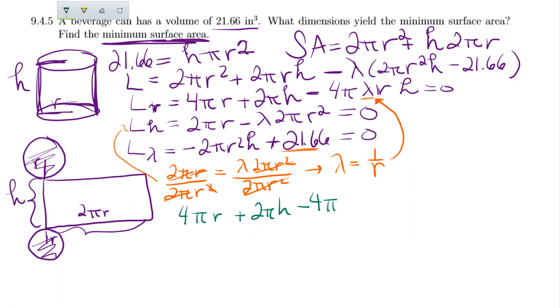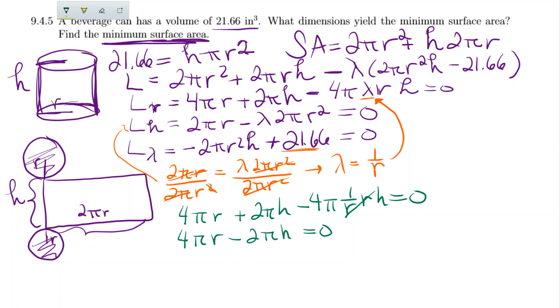Now this would have been lambda, but now we're going to do 1 over r for lambda, r h equals 0. So what's nice is these two are canceling and making a 1, so I'll have minus 4 pi h. That allows me to change this into 4 pi r, and then I have 2 pi h's, and I lose 4 of them, so I really have negative 2 pi h. What's nice is hopefully you're seeing how this is going to solve.